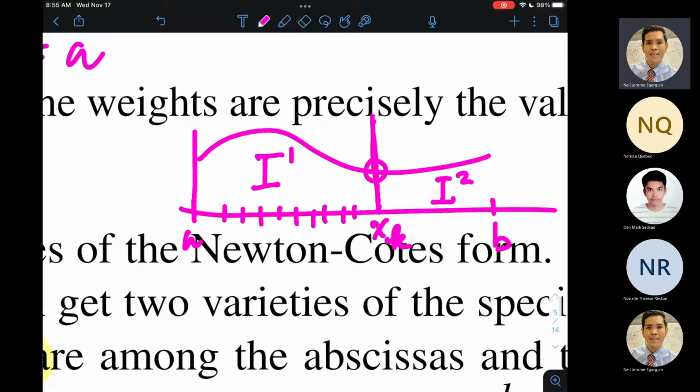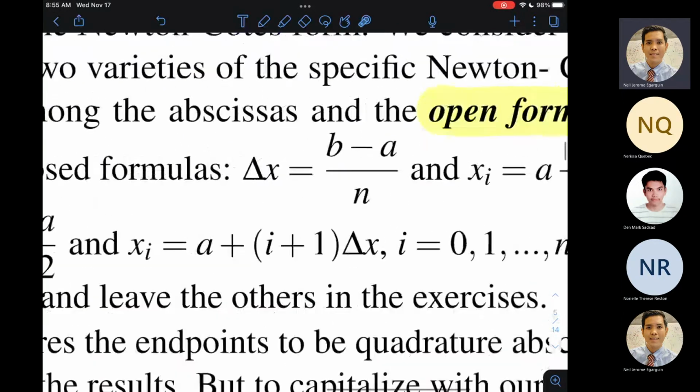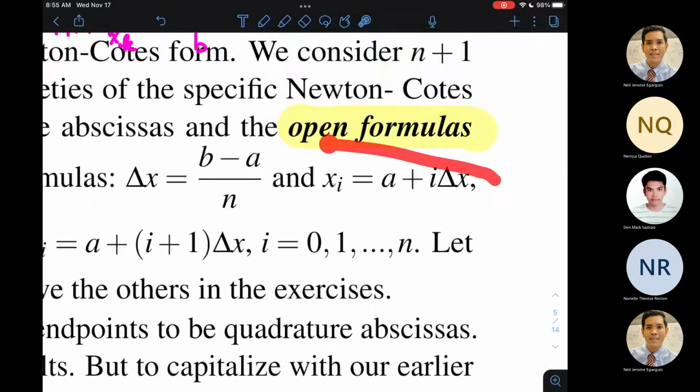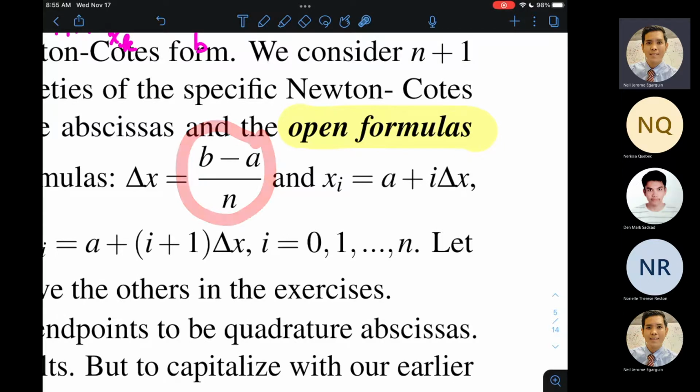Now, most of the times we choose the integration abscissas to be equally spaced. So kung equally spaced yung pipiliin nating mga x sub i's sa open at closed formulas, ito yung formula para sa mga x sub i's. Okay? So because essentially we are getting n sub intervals for the closed interval AB. So, ibig sabihin, yung increment o yung distance sa pagitan ng dalawang x sub i's would be the actual length of the interval all over n.